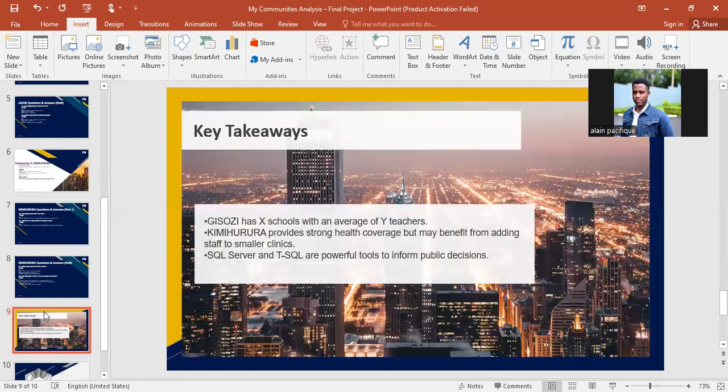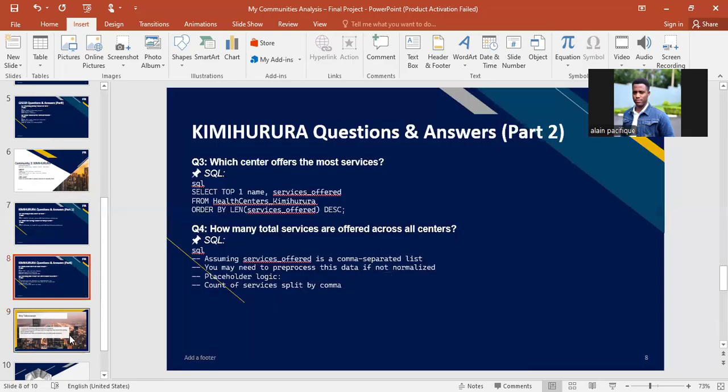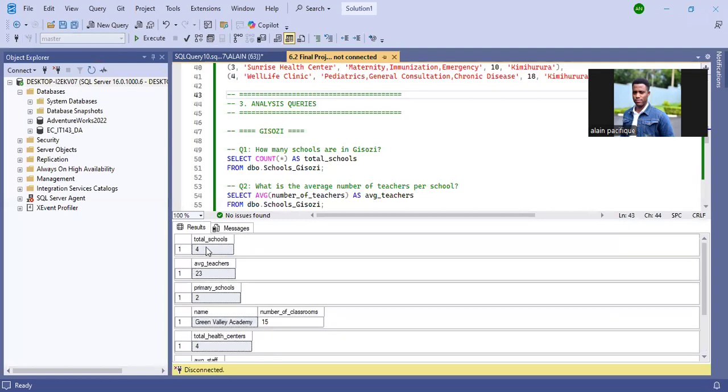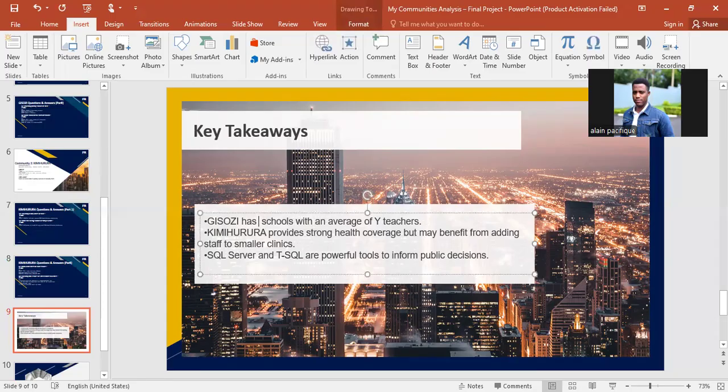And here are the key takeaways. Gisozi has 4 schools which have an average of 23 teachers. That's 4 schools and 23 teachers.